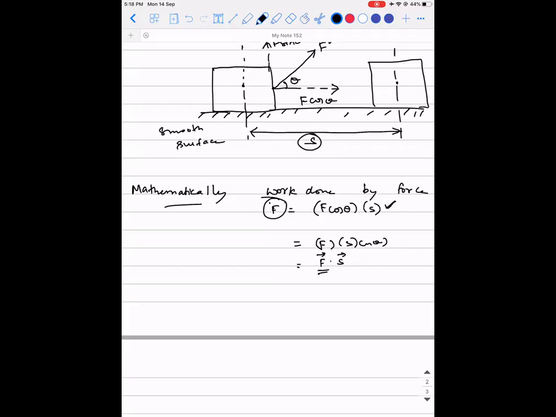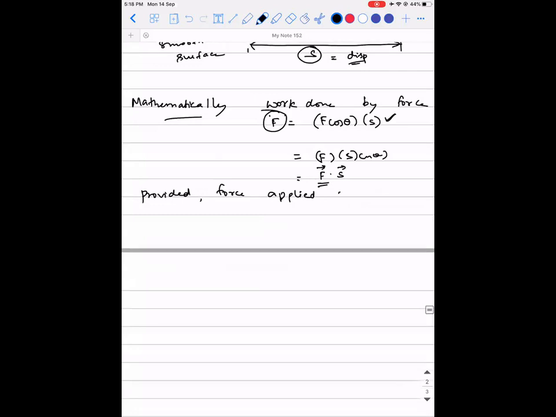These are the different ways in which we can write the expression, provided, so what is S? Displacement, sir. So this is displacement, yes. Provided the force applied on the object is constant. So what do you mean by constant force? Means its value is going to be constant with respect to time. Am I clear till this point?